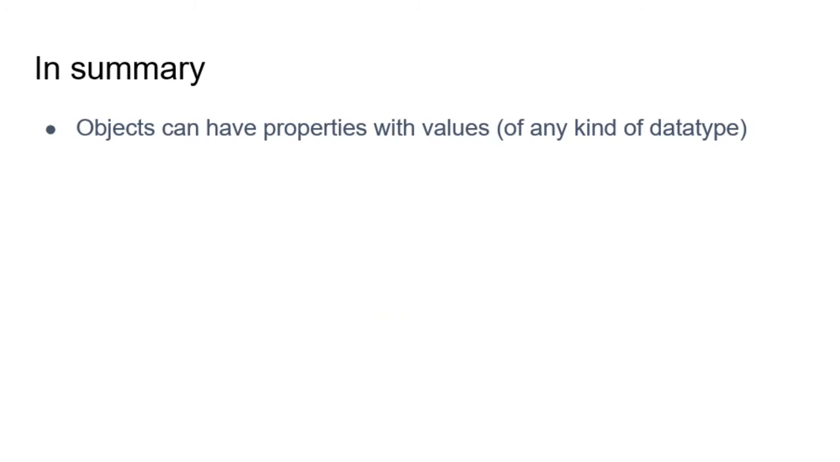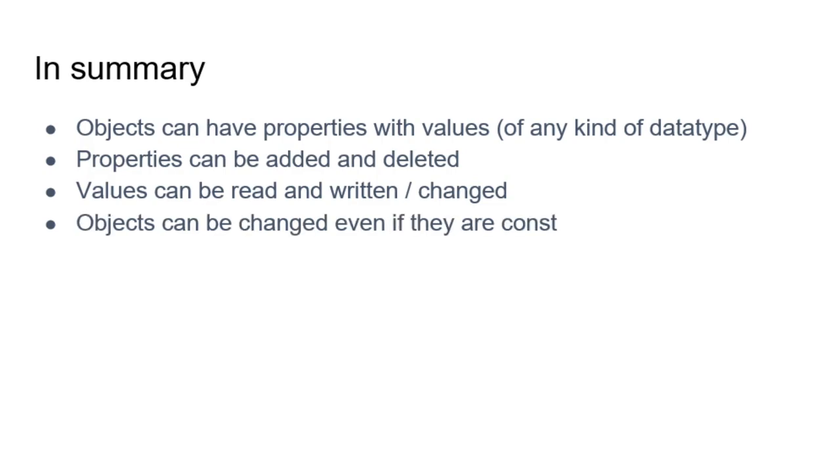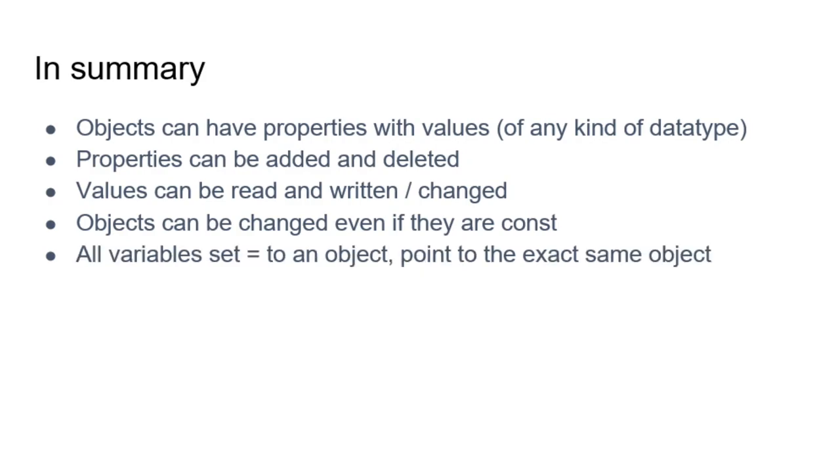But in summary, objects can have properties with values. And those values can be any kind of data type, even other objects. We can add and delete properties even when an object is const. We can read and write the values, and we can change them as much as we want to, still, even if it's const. As I say here, they can be changed even if they are const.